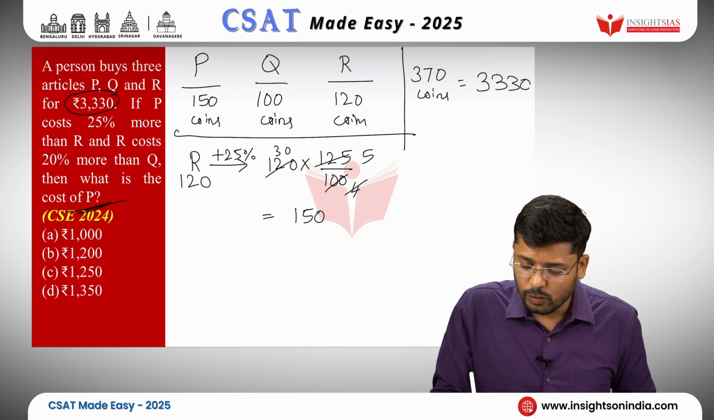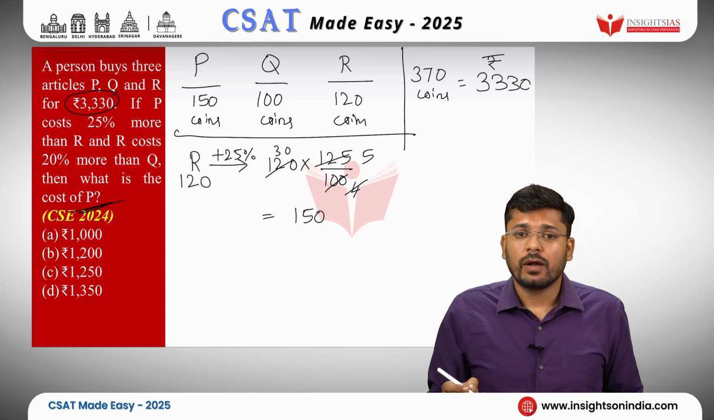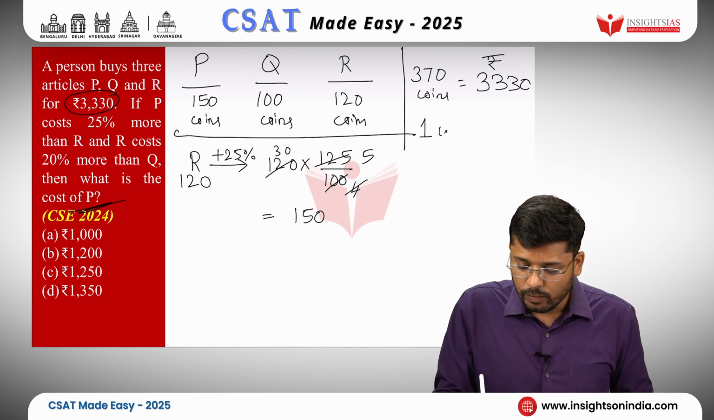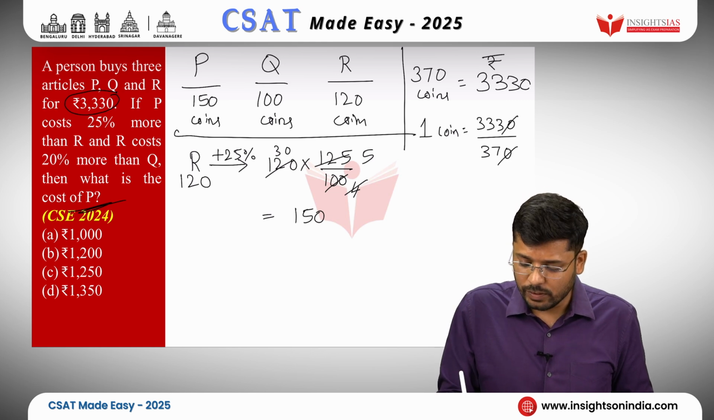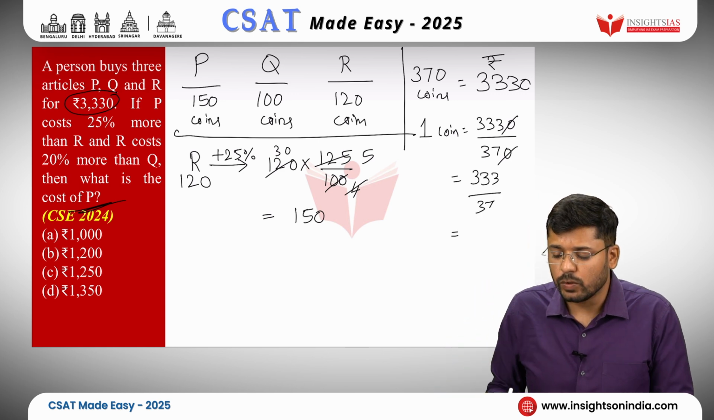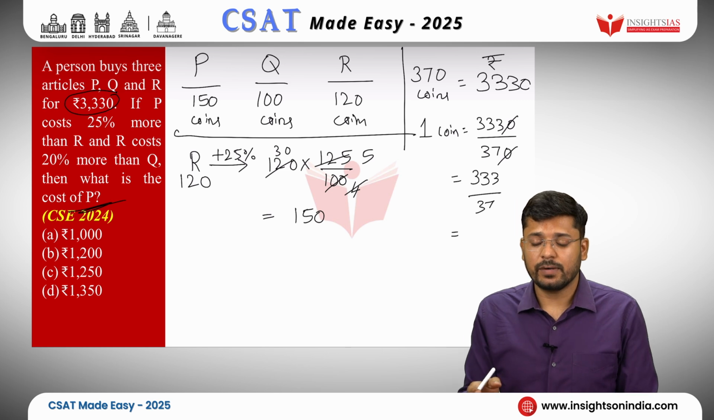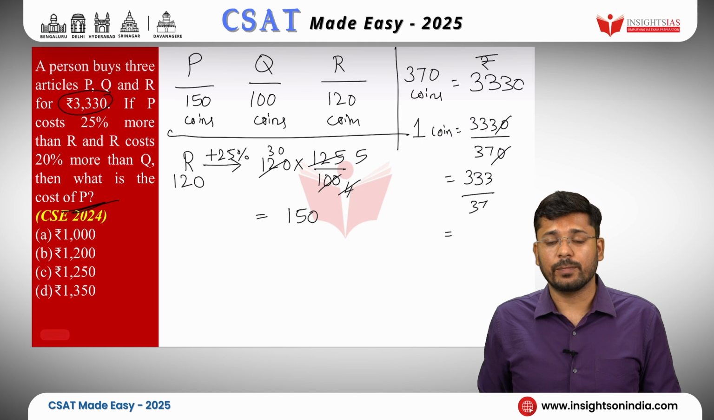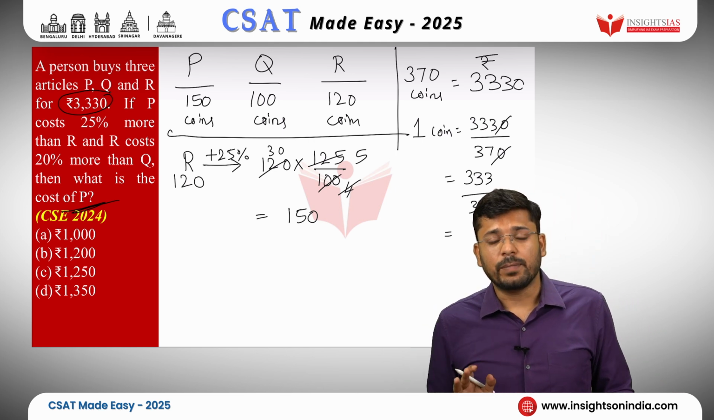3,330 rupees. Okay. Now we can find the value of one coin by how? By this. The value of one coin would be 3,330 divided by 370, right? 0, 0 cancel, and we are left with 333 divided by 37. Okay. How do we divide such a big number by such an odd looking number? 333 divided by 37. It is simple.